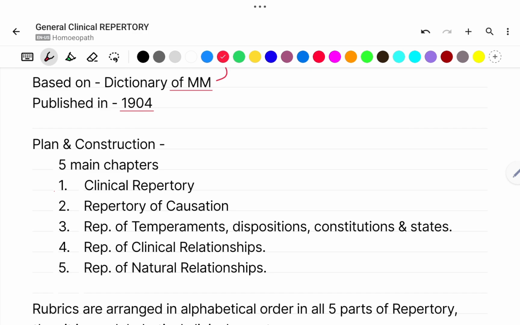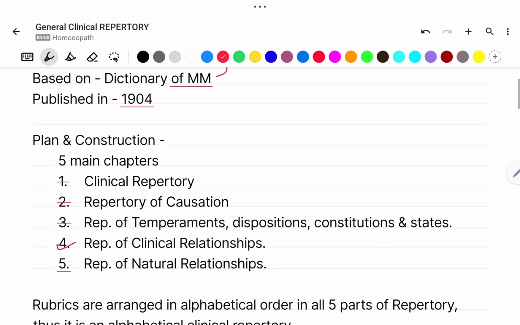Plan and construction. The five main chapters of this repertory are: first is Clinical Repertory, second is Repertory of Causation, third is Repertory of Temperaments, Disposition, Constitution, and States. Fourth is Repertory of Clinical Relationships. Fifth is Repertory of Natural Relationships.